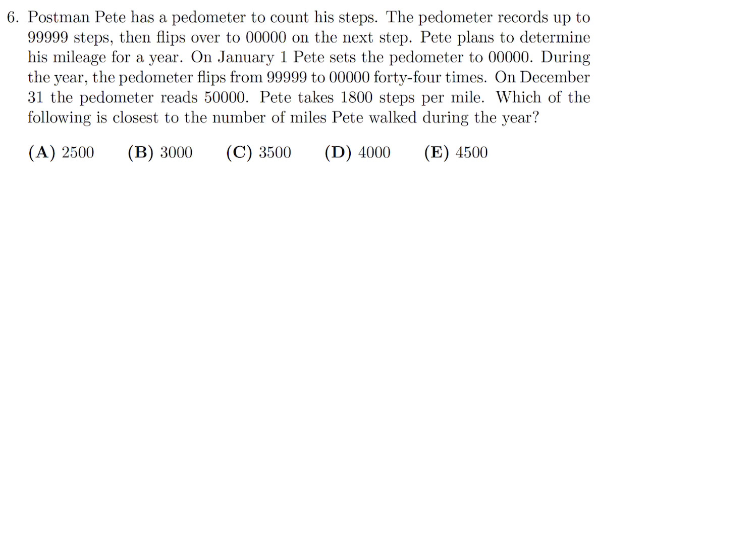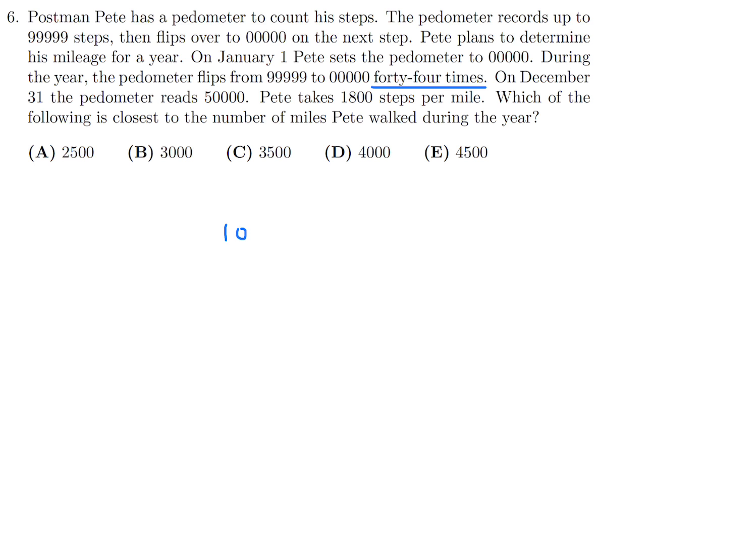Postman Pete has a pedometer to count his steps. The pedometer records up to 99,999 steps, then flips over to 0 on the next step. Pete plans to determine his mileage for a year. On January 1st, Pete sets the pedometer to 0. During the year, the pedometer flips from 99999 to 0 44 times. On December 31st, the pedometer reads 50,000. Pete takes 1,800 steps per mile. Which of the following is closest to the number of miles Pete walked during the year?